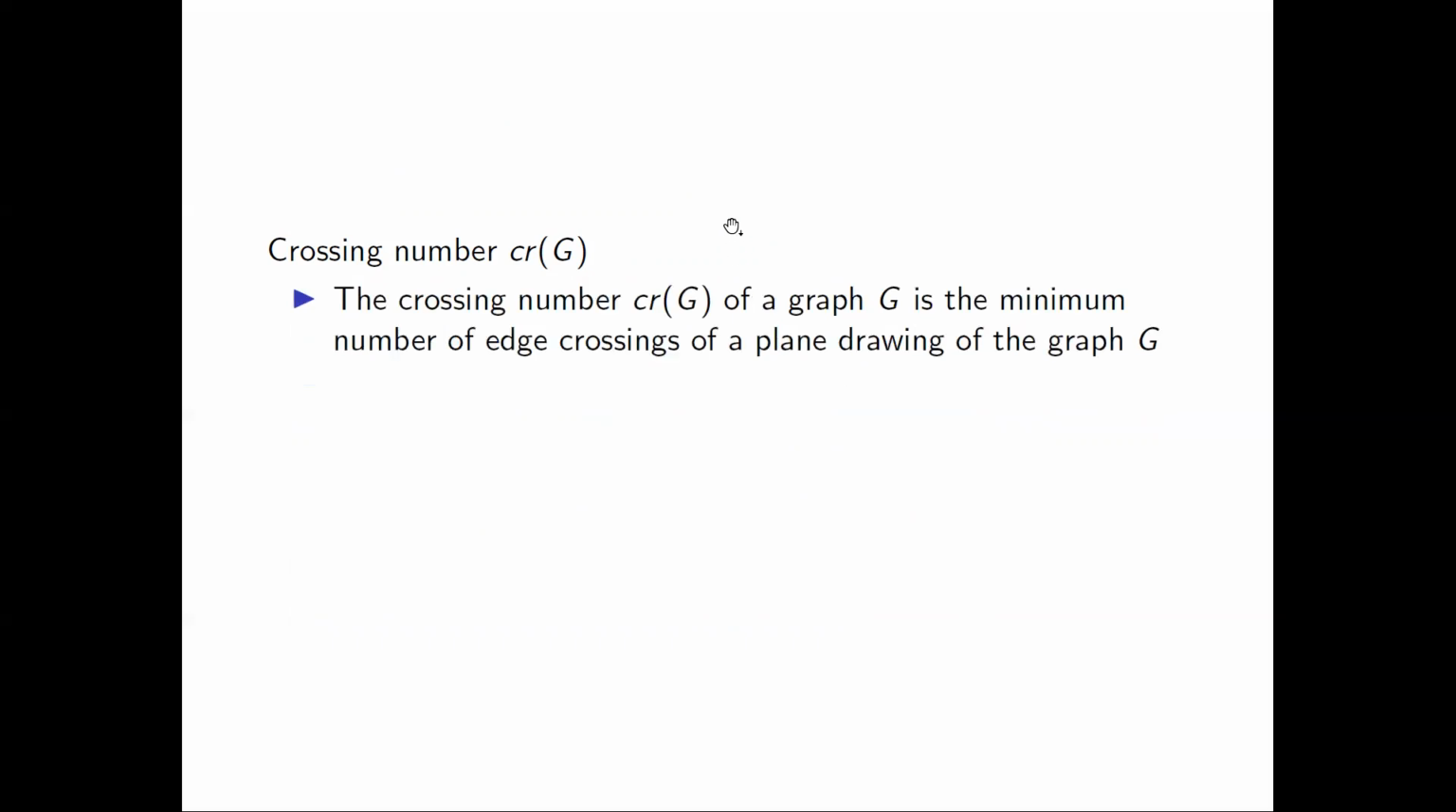So we denote the crossing number of a graph G as CR of G. And CR of G is defined as the minimum number of edge crossings in any plane drawing of the graph G. And a plane drawing is just a drawing of the graph in the plane, where vertices are drawn as points and edges are drawn as curves that connect the points.